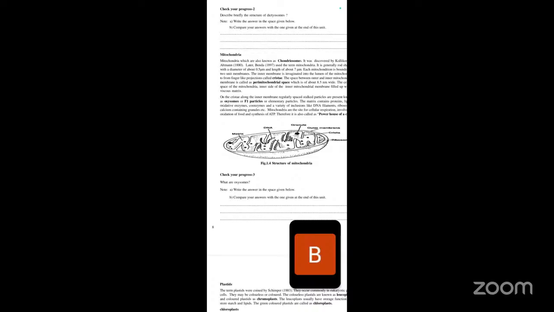Next one is the mitochondrial double membrane model. Next one is the plastids. These are also double membrane models. Mitochondria, endoplasmic reticulum, chloroplast, and next one is the nucleus. Also, this is a double membrane model.